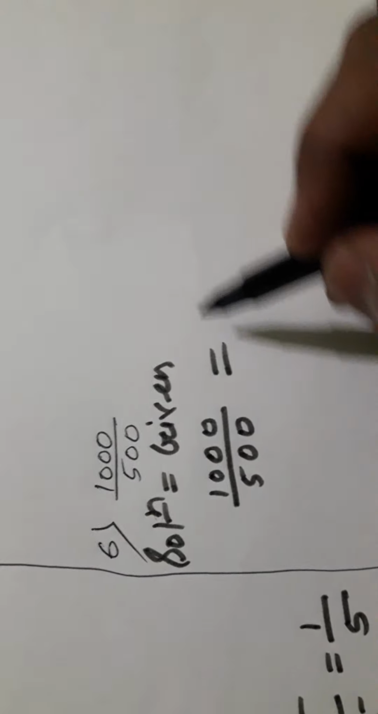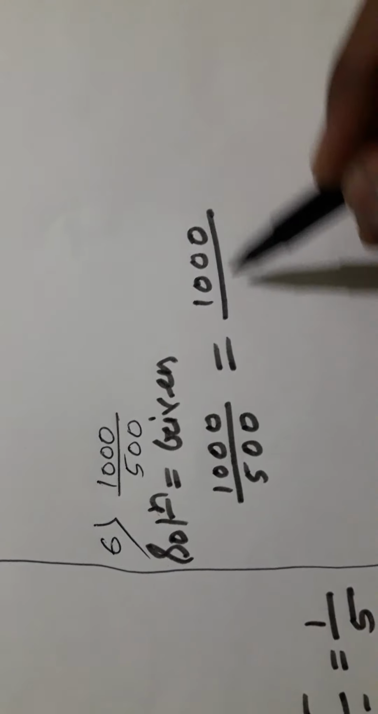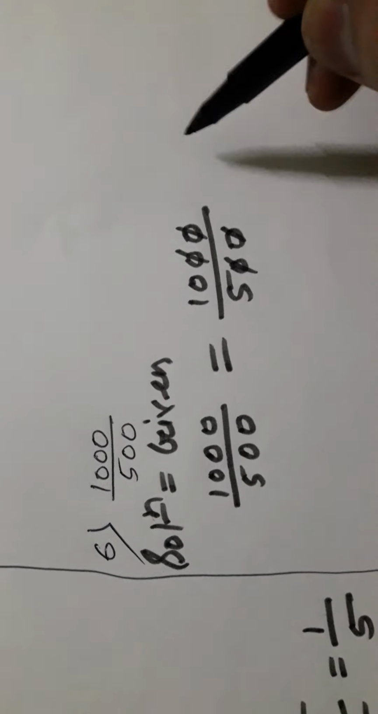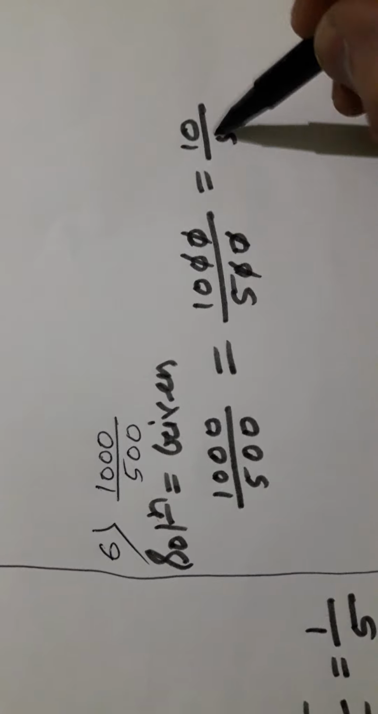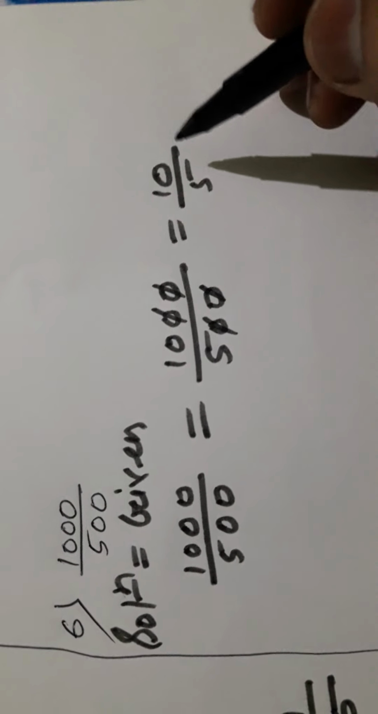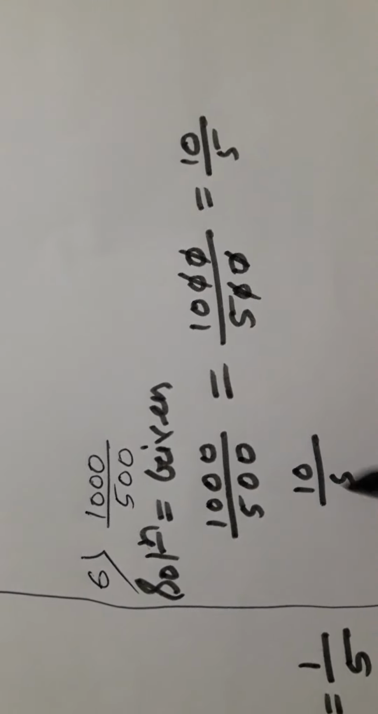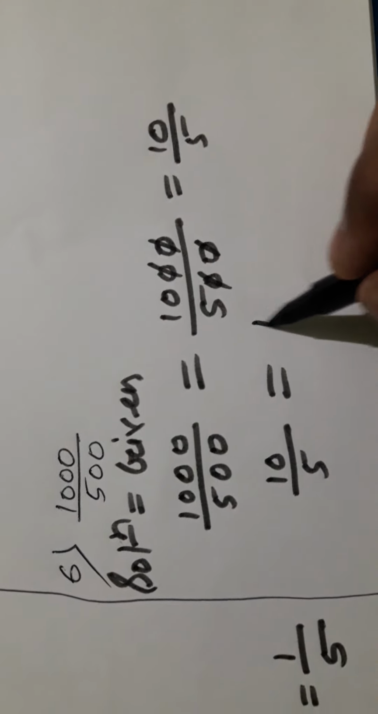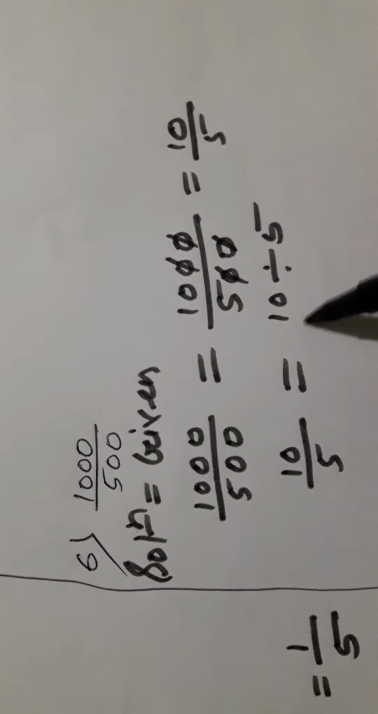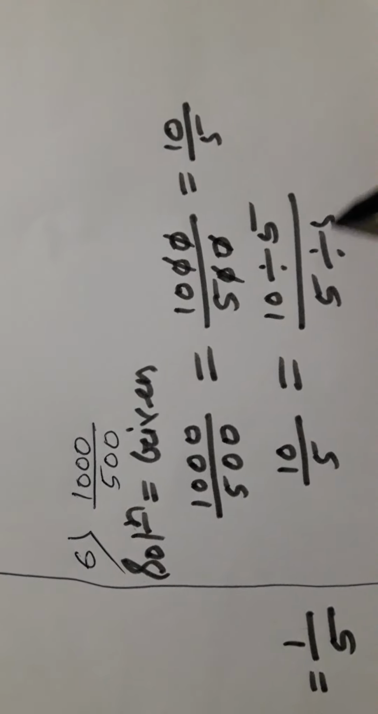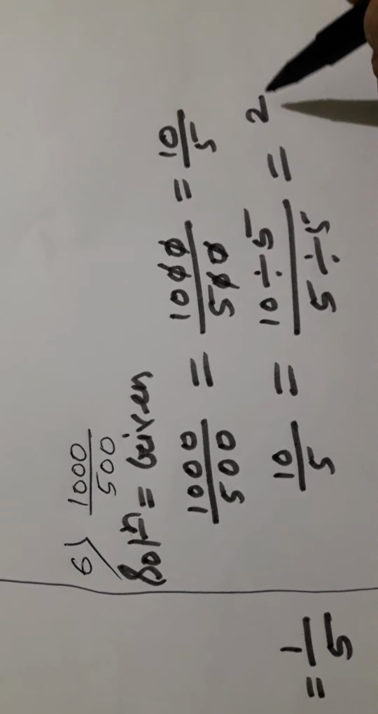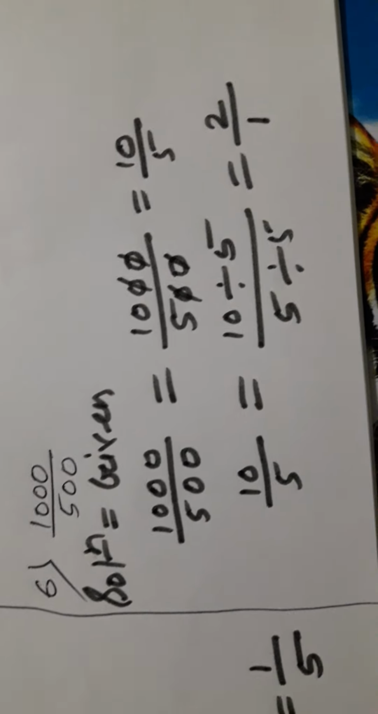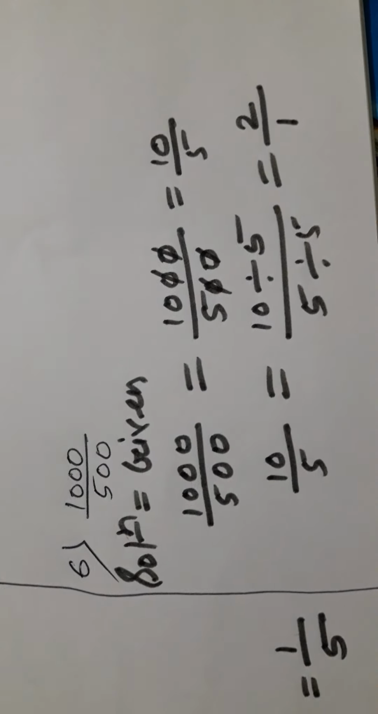Look here, I will show you, 1000 upon 500. This 0 will get cancelled, this 0 will get cancelled. Then what will remain? 10 upon 5. Then the table of 5, you see, 5 1s are 5, 5 2s are 10. Means numerator and denominator we are going to divide by 5. 10 divided by 5, 5 divided by 5. 5 2s are 10, 5 1s are 5. We got 2 upon 1. This is the simplest form of the given fraction.